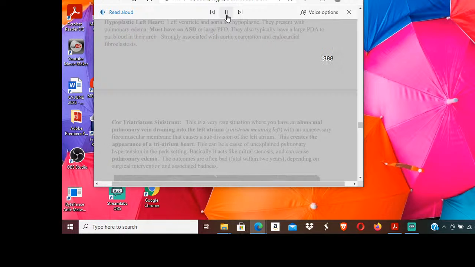388. Cor triatriatum sinistrum. This is a very rare situation where you have an abnormal pulmonary vein draining into the left atrium, sinistrum meaning left, with an unnecessary fibromuscular membrane that causes a subdivision of the left atrium. This creates the appearance of a triatrial heart. This can be a cause of unexplained pulmonary hypertension in the peds setting. Basically it acts like mitral stenosis, and can cause pulmonary edema. The outcomes are often bad, fatal within 2 years, depending on surgical intervention and associated badness.